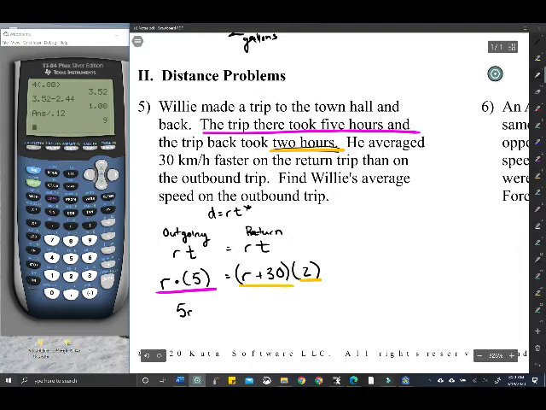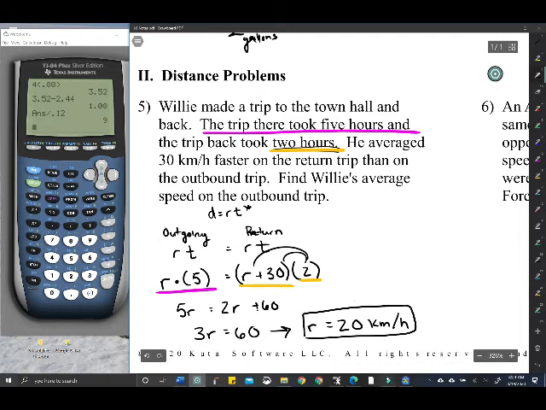So 5r is equal to 2r plus 60, just distributing. I'm going to subtract the 2r, so 3r is equal to 60. And that just means that the rate is equal to 20 kilometers per hour. Okay, so just thinking, rate times time, rate times time. One side has to be equal to the other side. It's just that he went a little faster.